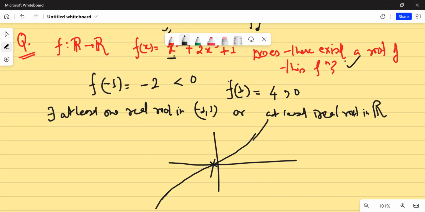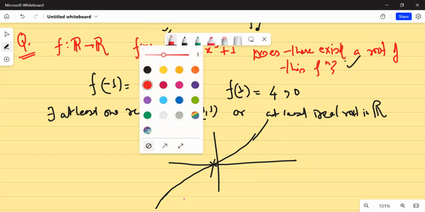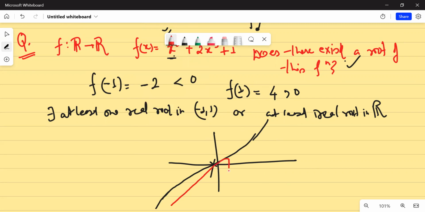At least, it may so happen that function may go like this also. I'm not saying it may not go like this. It may go like this also. But I'm just trying to say that at least one point is guaranteed. So whenever your function is a continuous function and it changes sign, then at least one real root is guaranteed. Again, I'm stressing on the word at least. One or more than one can be possible.